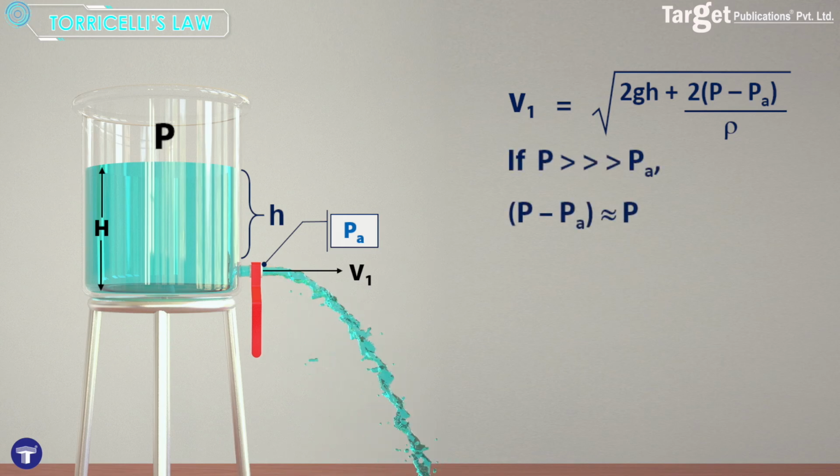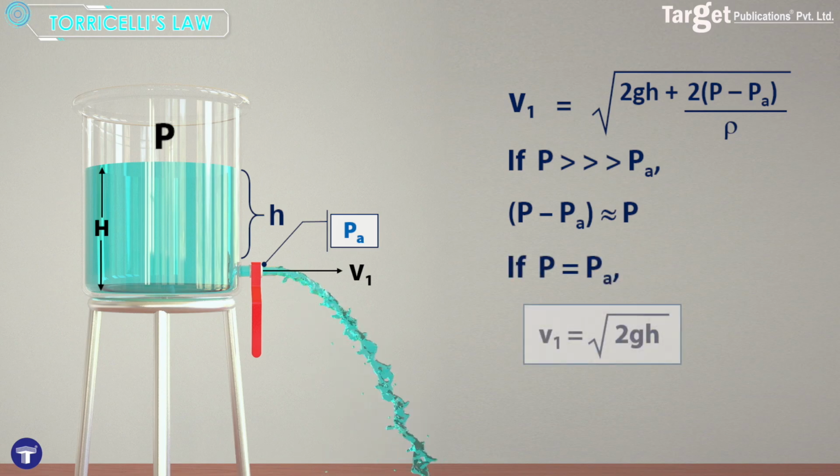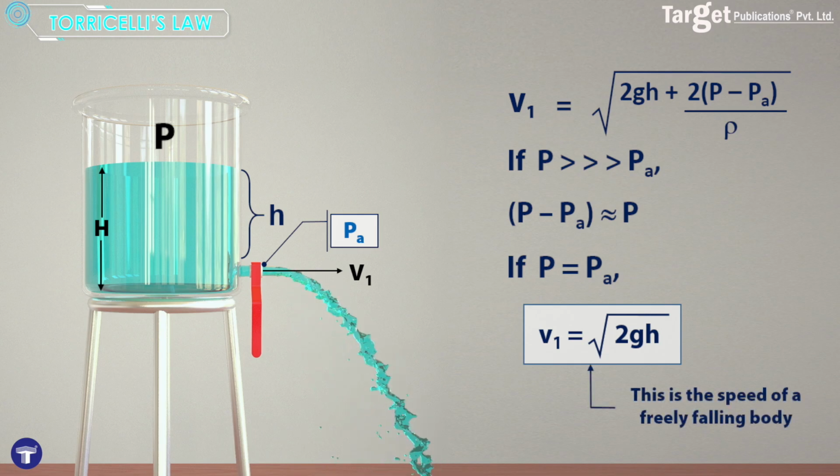When the pressure P at the free surface of the liquid is much greater than the atmospheric pressure, the speed of efflux is determined by the container pressure only. However, if the tank is open to the atmosphere, then P is equal to PA and V1 is equal to root 2gh, where h is the depth of the orifice from the free surface of the liquid. This is the speed of a freely falling body.